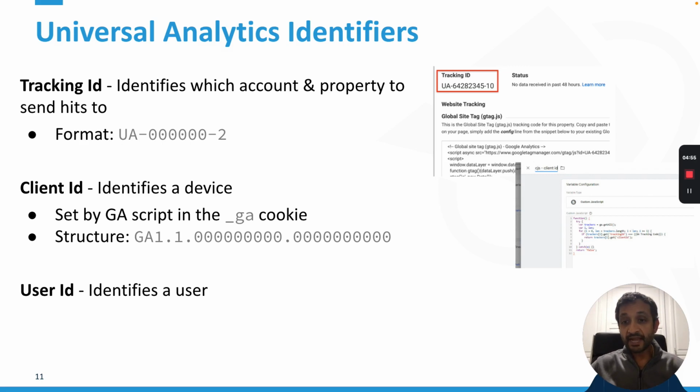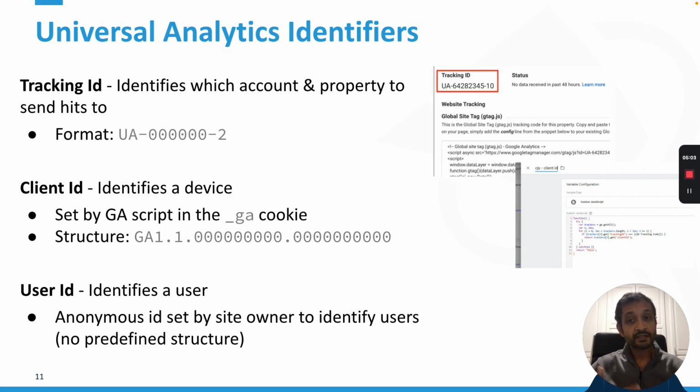The final identifier is the user ID. This is less commonly used in the use cases that we're talking about, but it is important to understand because this lets you identify an individual user on the site. Unlike the prior two IDs, this is actually set by a site owner, typically post-authentication, where the user might be logging in with multiple devices to identify an individual user, and as such, it has no predefined structure.